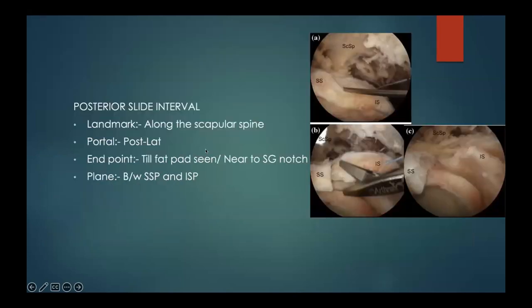The posterior interval slide: arthroscopic view of a left shoulder from the lateral portal, demonstrating the position of the posterior interval slide. The posterior interval slide is performed along the posterior interval separating the supraspinatus from the infraspinatus and directed towards the scapular spine. An arthroscopic scissor is introduced through the accessory lateral portal and incises the tissue separating the supraspinatus from the infraspinatus. Traction sutures can assist in separating the two tendons from each other and improve visualization of the apex of the interval slide.